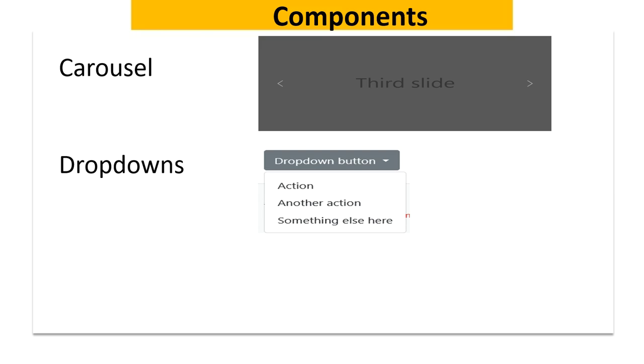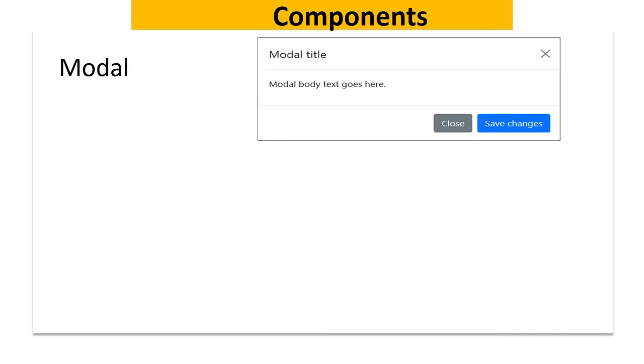Dropdowns. Sometimes we need to group similar actions in one place. At that time I will go for the dropdown. List group. All the related items I want to list in one place, we will go for the list group.